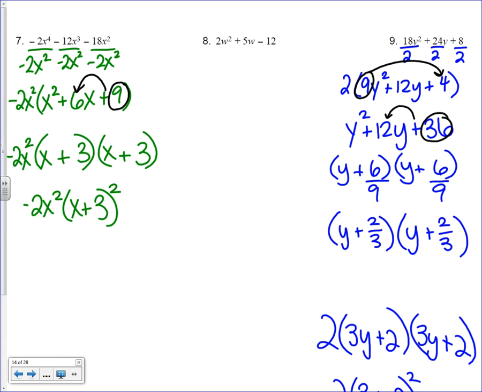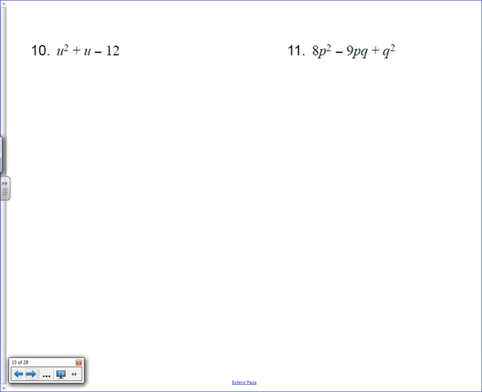How we doing? Okay, can you find me another problem on this page that would not need to be done by sliding and dividing? 10 does not need to be done by sliding and dividing, because it starts with a what? A 1. So what are you going to make right off the bat? Okay, what are they going to start with? You're looking for factors of 12 that subtract to 1.